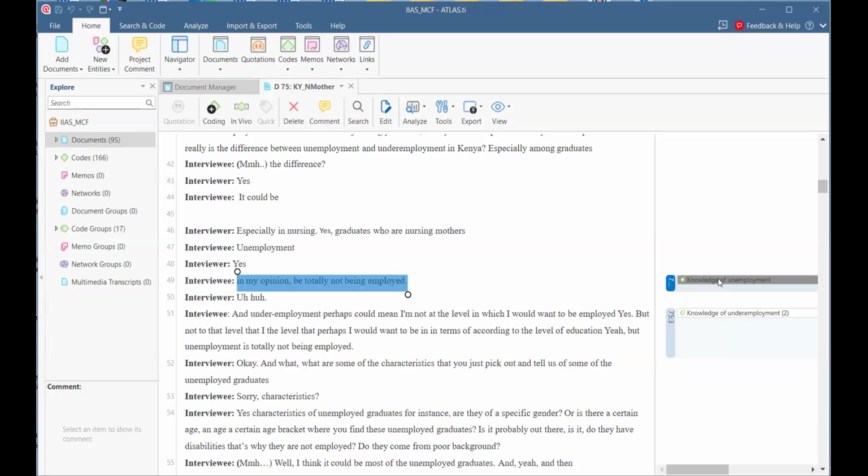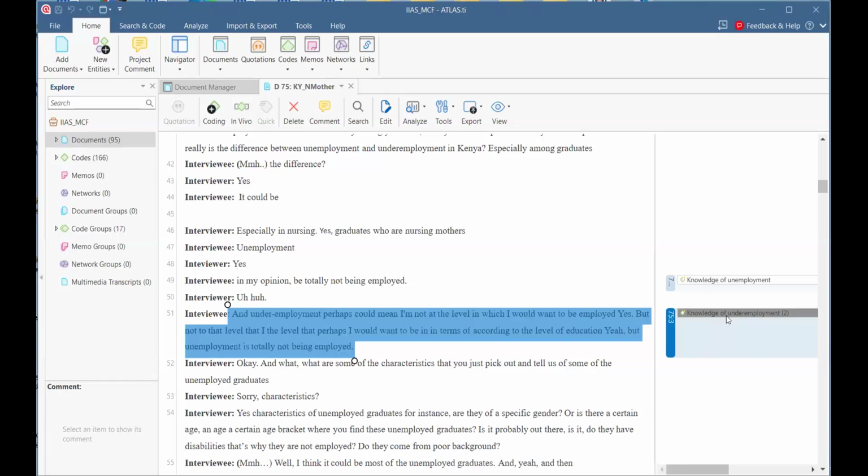So the first knowledge, in her own opinion, is that unemployment means totally, completely not being employed. The interviewer then asks about underemployment. She says underemployment perhaps could mean I'm not at the level at which I want to be employed, according to my level of education. But unemployment is totally not being employed. So in this, there's a mix.